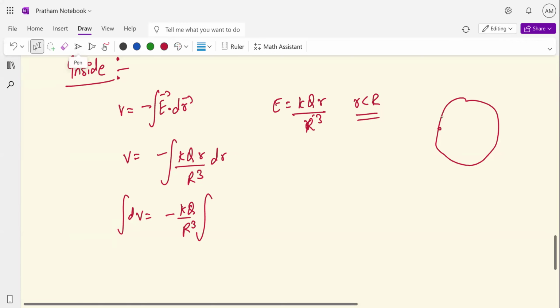Wait, let me take it. Look, this was the center, right? I wanted to calculate potential at this region at distance r. So for two options, either I can say I'm going from here to here, right?